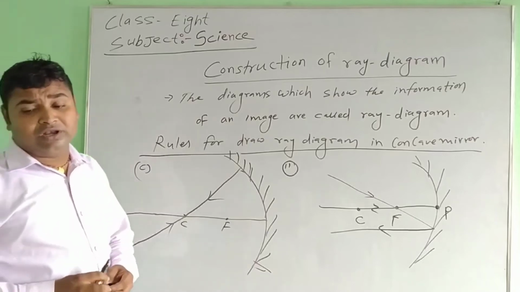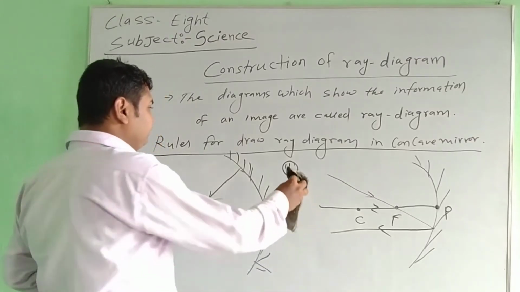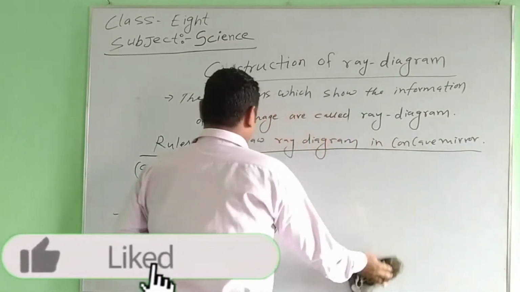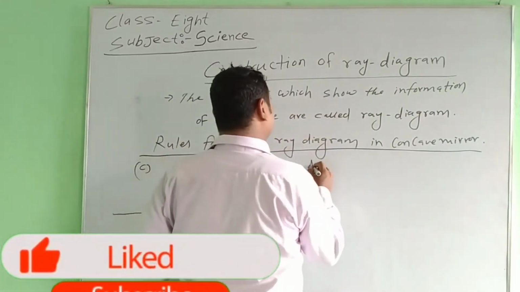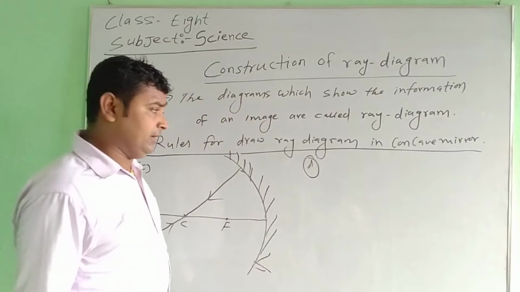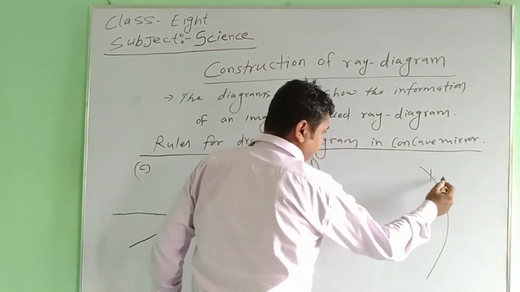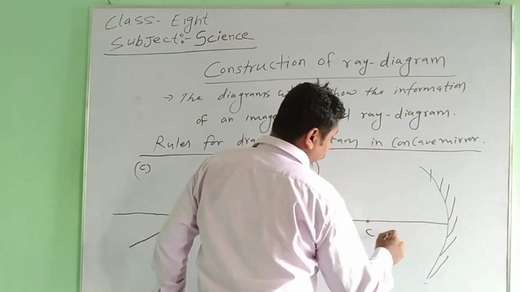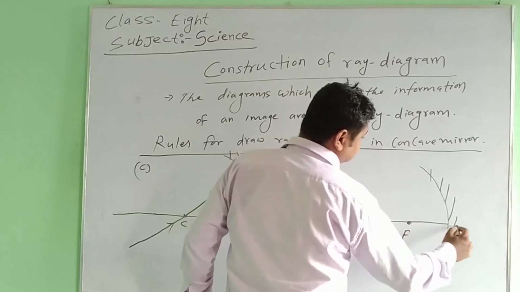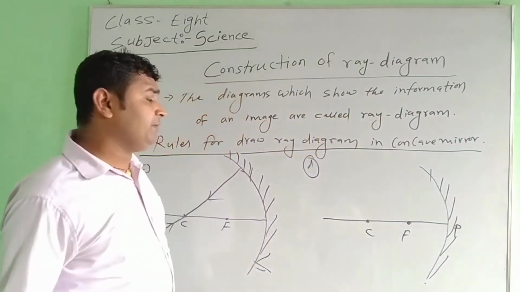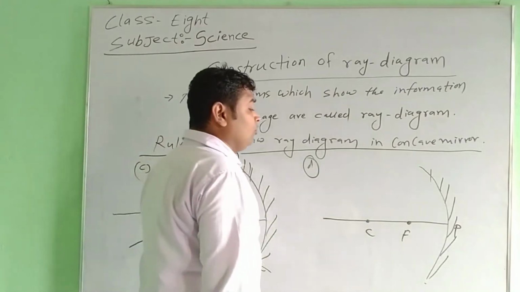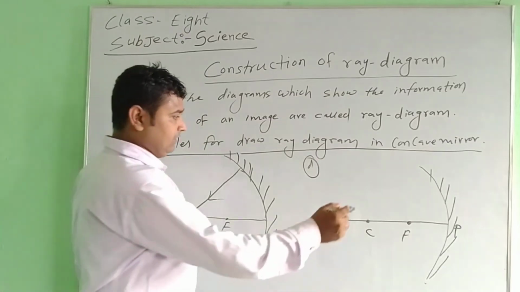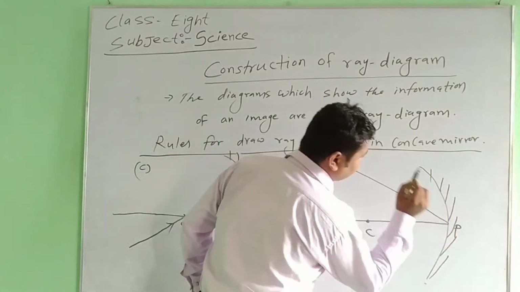Rule number 4. What is our rule number 4? Rule number 4 in a concave mirror. Here, this is the center of curvature, this is the focus, and this is the pole of the mirror. Now, when an incident ray goes to the pole of the mirror, then what will happen?